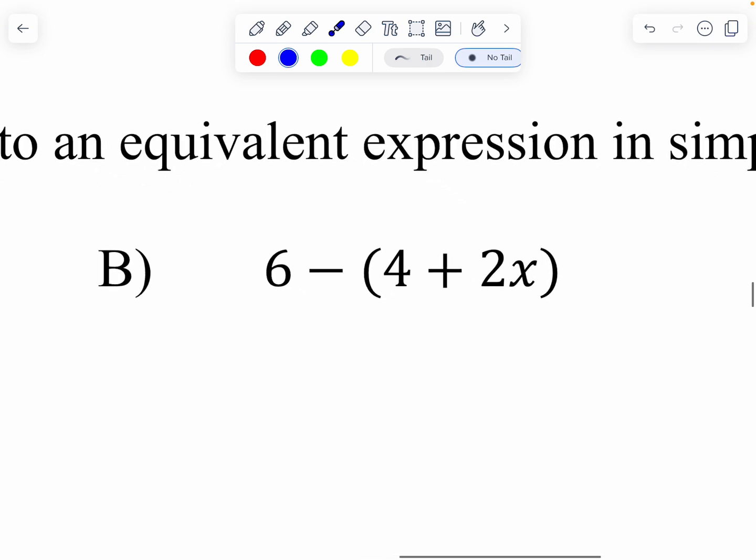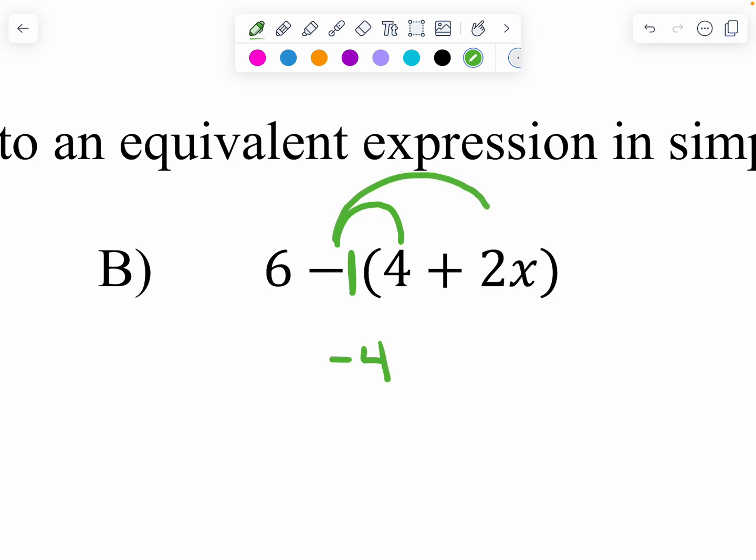So that 6 is not actually in front of the parentheses, right? It's like kind of over here on the side. So I have to figure out what to do with the number in front there. And hopefully we know that the number in front, when we don't see it, is negative 1. So if it helps you to write that negative 1 in there, feel free to do that. So negative 1 times 4 is negative 4. I'm going to multiply that negative 1 times the second thing that I see, which is a positive 2. So negative 1 times positive 2 is negative 2.